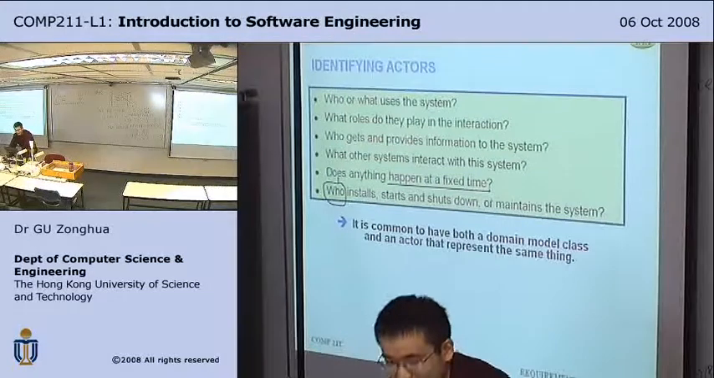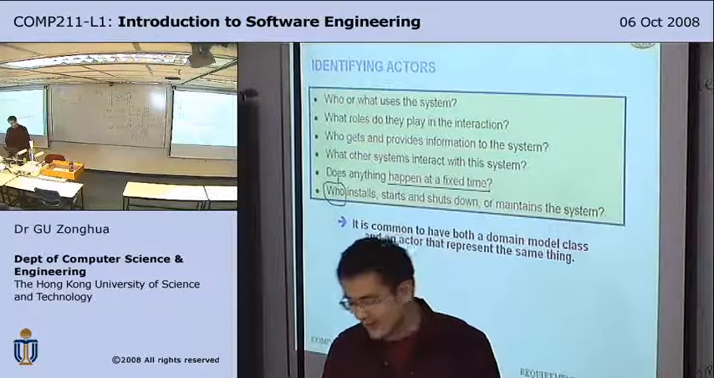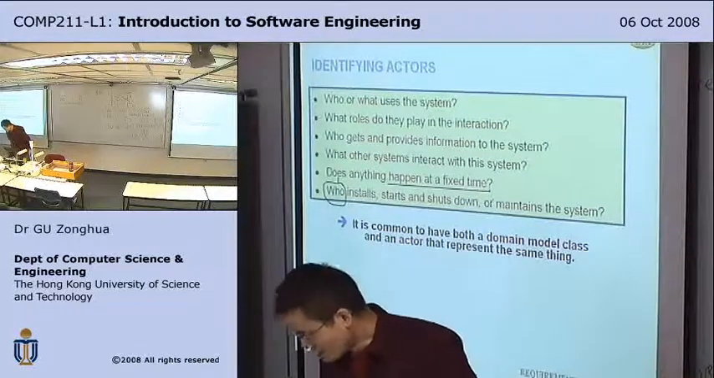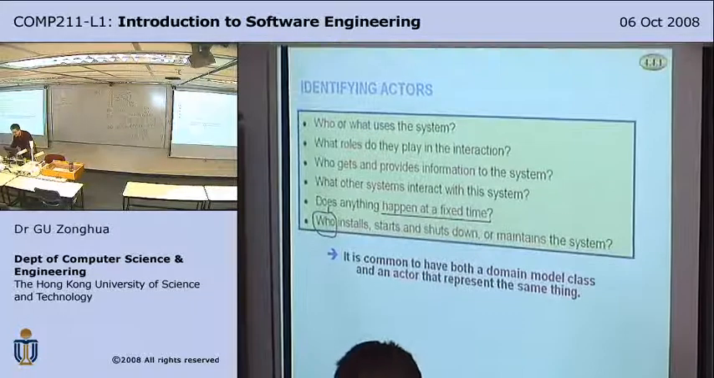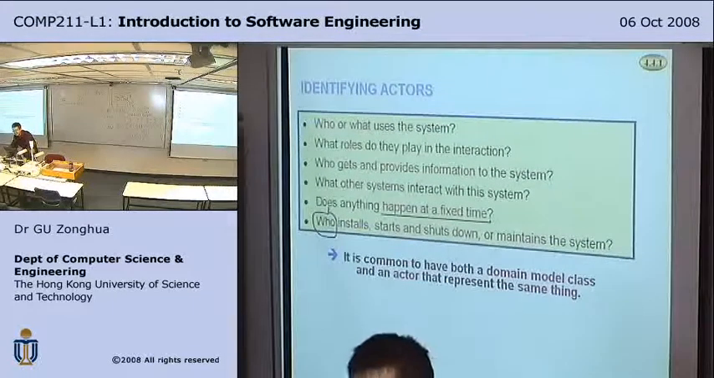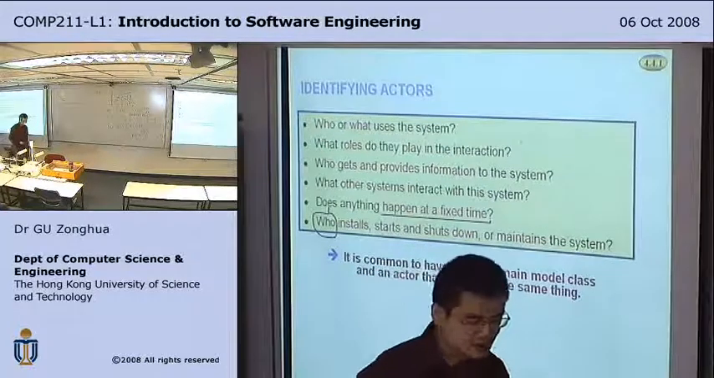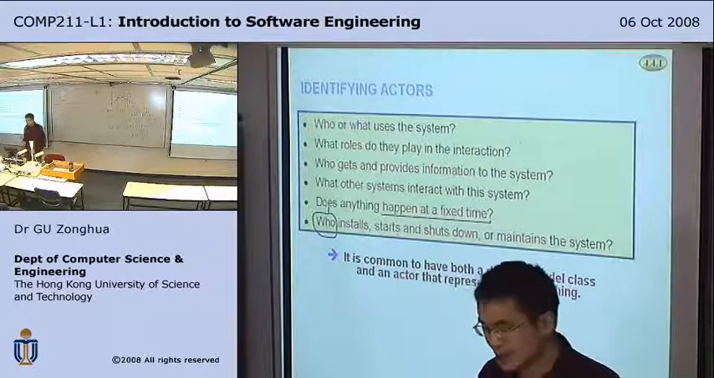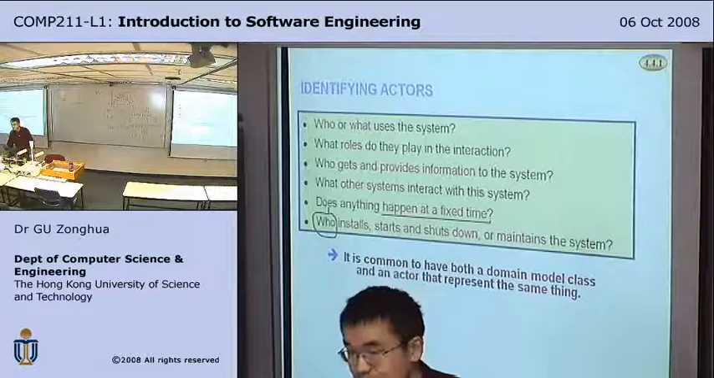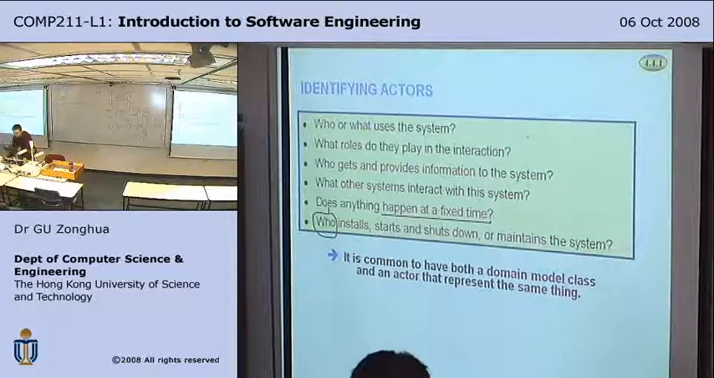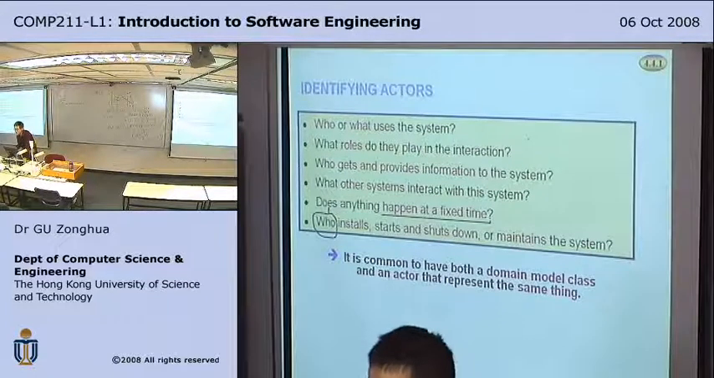It's common to have both a domain model class and an actor that represent the same thing. If the system needs to store data about an actor, a student is a domain model class in the registration system because you need to keep track of the student's ID, age, grades, and so on. At the same time, it's an actor because a student, as a human being, sits at a computer and uses the system. He's external to the system, right?